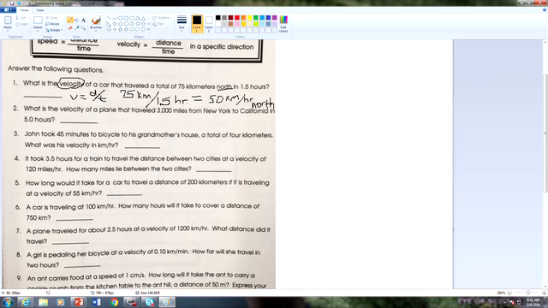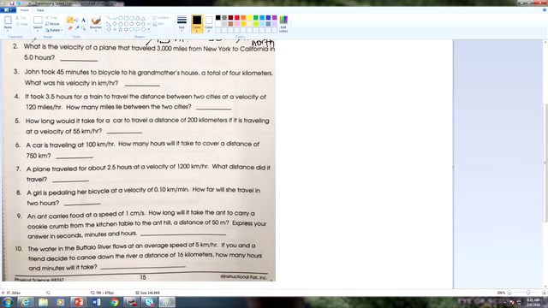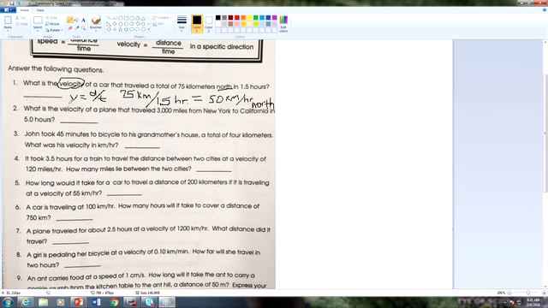All right, so let's go look at number 2. What is the velocity of a plane that traveled 3,000 miles from New York to California in 5 hours? So we're still looking for velocity, so we must have a direction here. But when you quickly go and look, you don't see anything like north or whatever. So you've got a couple things here. You could literally put from New York to California as your direction.